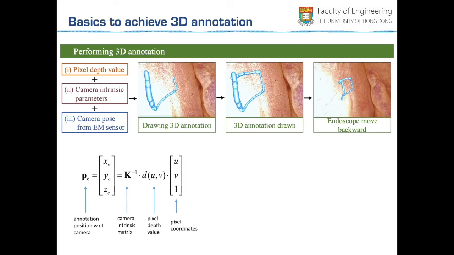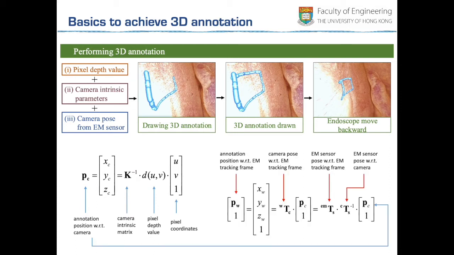Last but not least, after obtaining depth information, 3D annotation is performed. When a cursor is clicked at a pixel on an endoscopic frame, we get the depth value at that pixel, which is obtained from monocular depth estimation. Second, of course, we need the endoscope camera intrinsic parameters to map a point on the 2D image plane to the 3D physical world. However, the 3D position is now with respect to the camera.